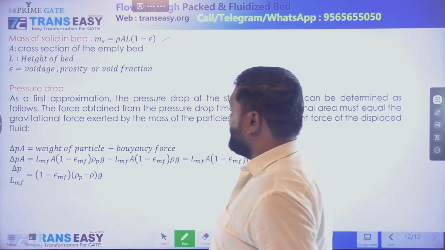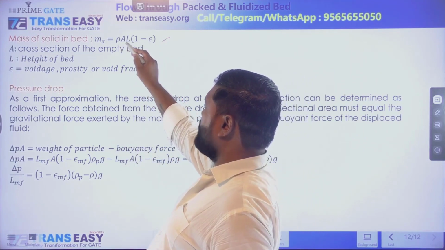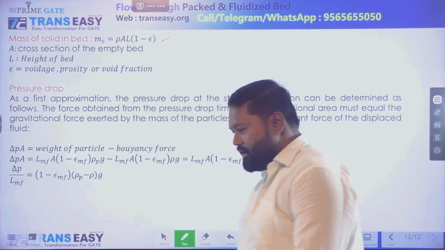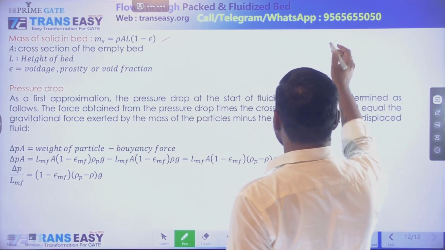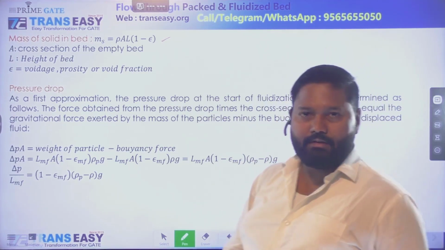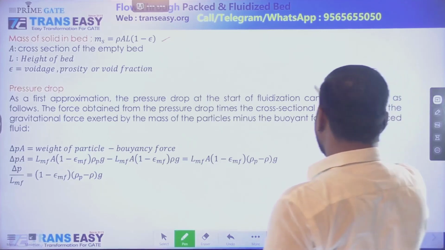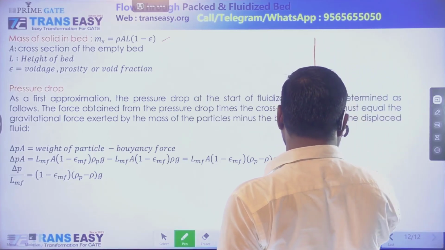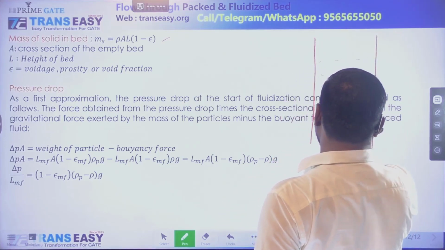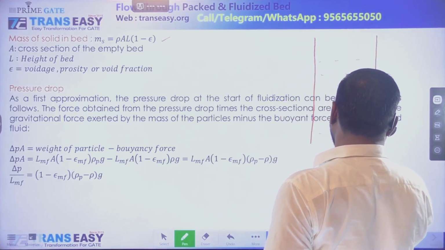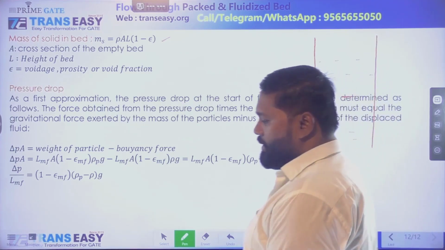Mass of the solid in the bed is density of solid particle, 1 minus epsilon, and volume of the bed, right. Now we calculate pressure drop under minimum fluidizing condition. At minimum fluidizing condition, solid particles are suspended in the fluid flowing through the packed bed.